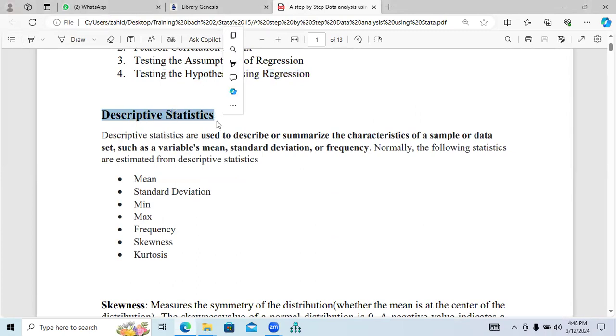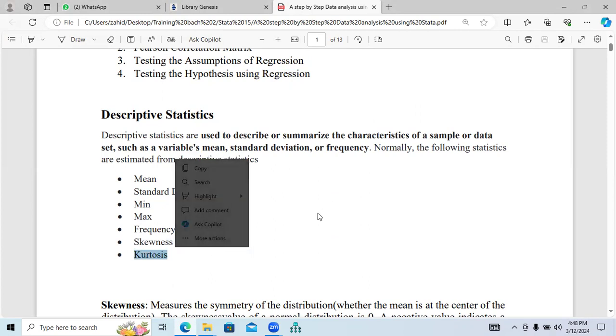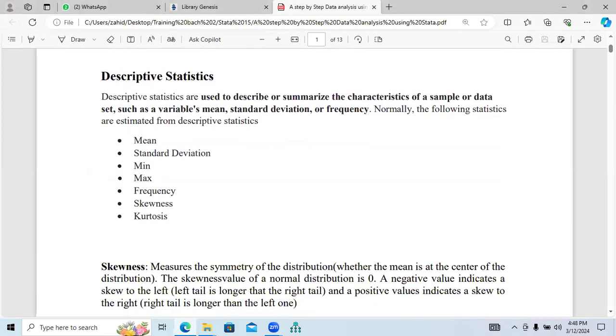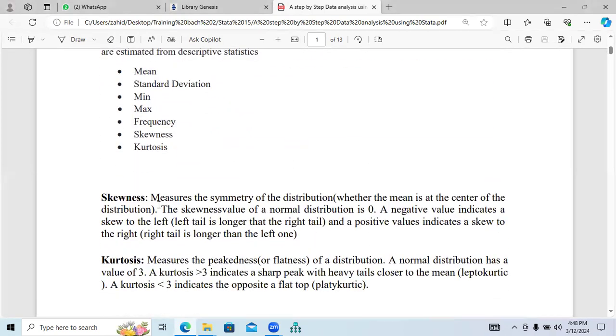Let's have a recap on this. I have discussed the mean, standard deviation, minimum, maximum, frequency, skewness, and kurtosis. And I have also discussed the different implications of these tools. Like I have discussed skewness, that it is a measure of symmetry of distribution, whether the mean is at the center of the distribution.